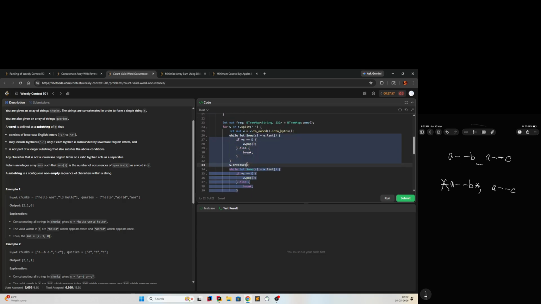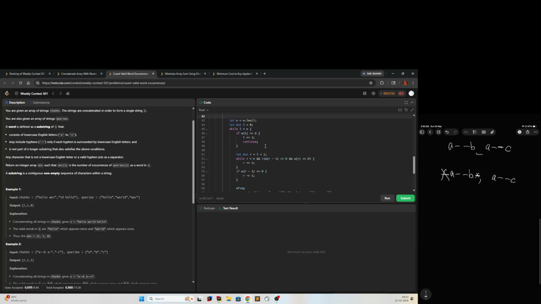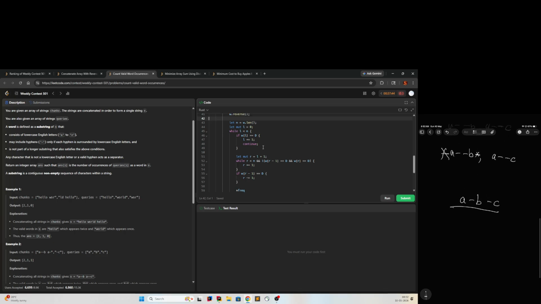So yeah, we remove hyphen from start and end. Then we run two pointers as long as we have a valid word. So in case of A hyphen B hyphen C, a valid word will not contain any spaces, obviously, because we split according to the spaces.